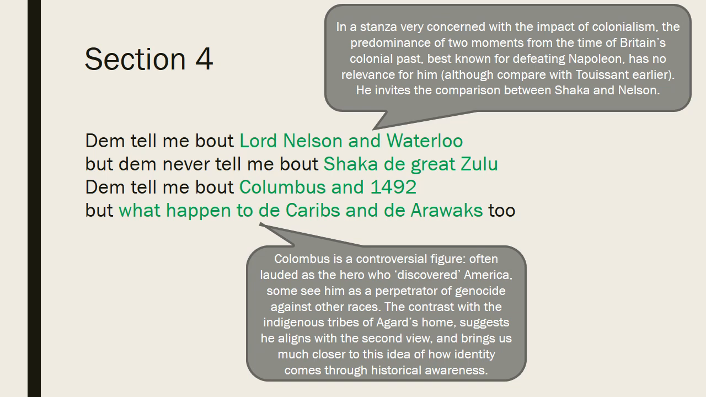And as that is the land he comes from, then he's much more interested in indigenous tribes. Of course, Agard is well aware that this is not his ancestry. His ancestry comes through slavery, but it is much more interesting to him to see the victims of all of this, because that aligns again very much with this sense of colonialism and how it affects everybody.